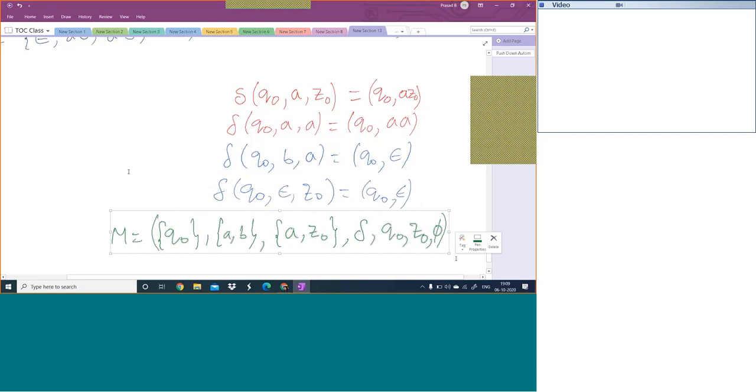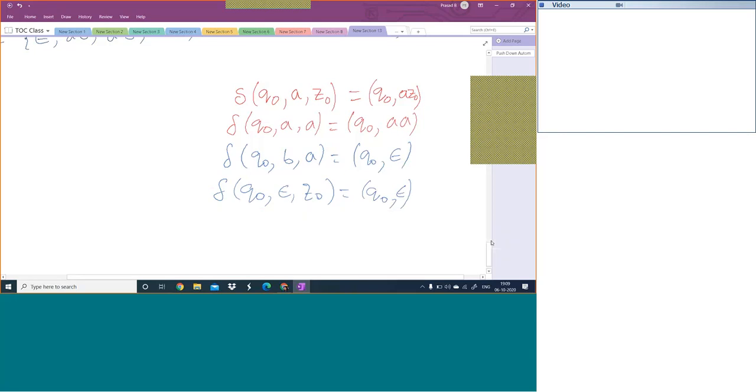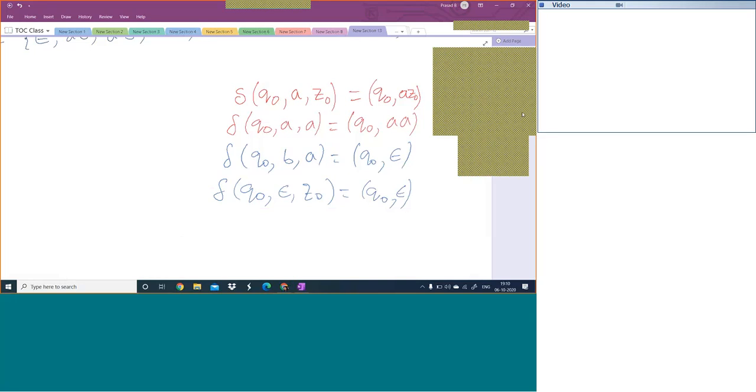Can anybody say the mistake in this one? Rishikesh, Samiksha, Simha, Smita, Kiran, anybody? What is the mistake in this? This is not a perfect design for A^n B^n. So what is the mistake in this? Anybody? Do you know? Okay, I'll tell you.